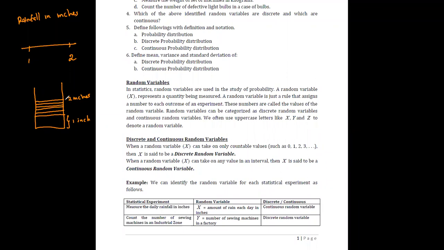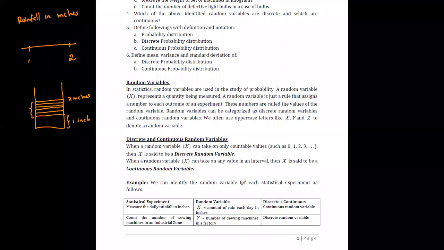Therefore, since we can identify many more values in between this 1 and 2 inches, it is quite a continuous scale we are using. That is why we can say such a random variable is a continuous random variable. Simply measuring a length, weighing a person, or measuring temperature can be considered as examples of a continuous random variable.